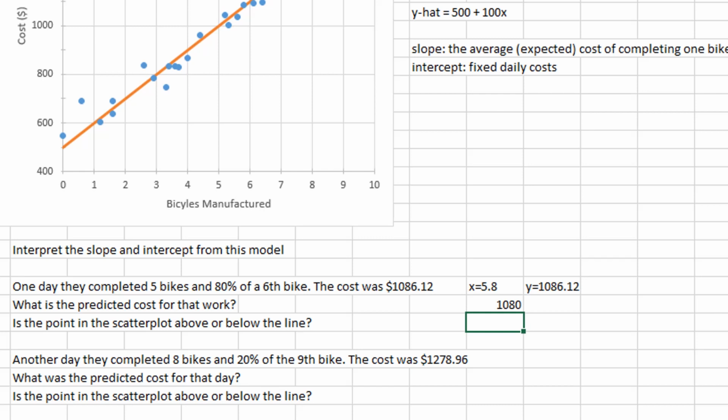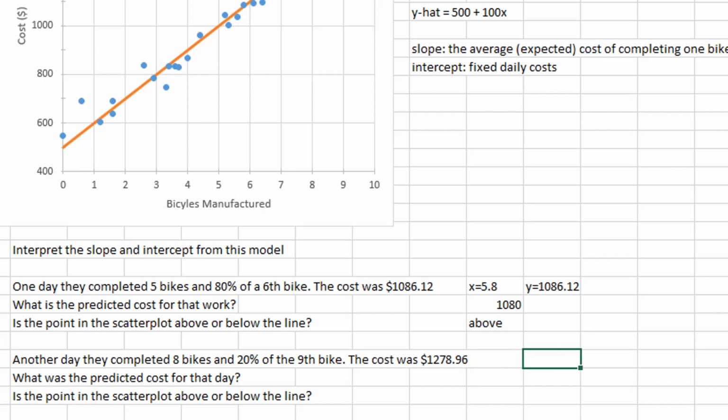Okay. And is the point in the scatter plot above or below the line? Because if I look in the data, the data point in the scatter plot has a height of 1,086. That's above the predicted value, which is going to be along that orange line. So it's above. Let's look at this next one.